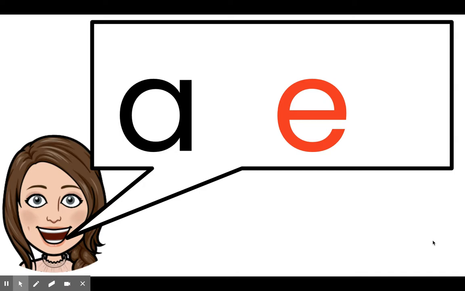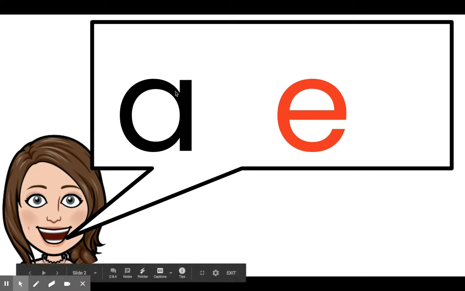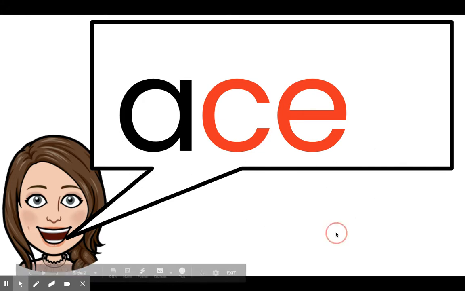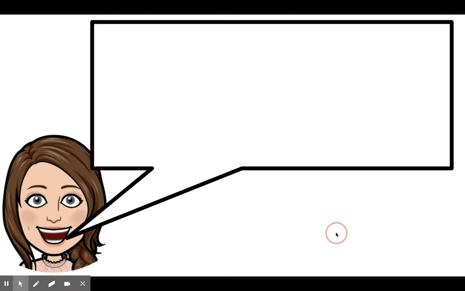A. I hope you said A. Remember, when we have a vowel with a silent super E, that silent super E will help that vowel say its long vowel sound, which is its name, A. S. I hope you made the soft C sound because C in this word is followed by an E, I, or Y. It's E. So let's blend these sounds. Ace. Read the word ace. Good job. Let's try another one.